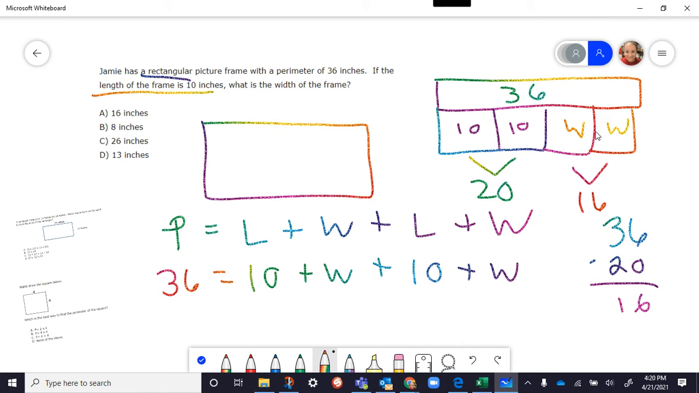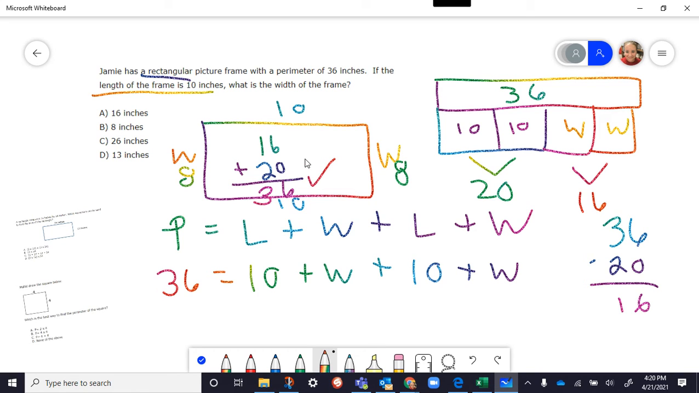But I have to think I've got to split that 16 into two equal parts because the widths are the same because it's a rectangle. Those opposite sides are the same. So this number has to be the same. So if I take 16 and split it in half, that's going to be 8 and 8. And I can double check myself. 8 plus 8 is 16. And if the lengths are 10, that would be 20. And if I add that back up, because remember, add all the sides to find the perimeter, it should equal my 36. So check. All right, so that worked out.